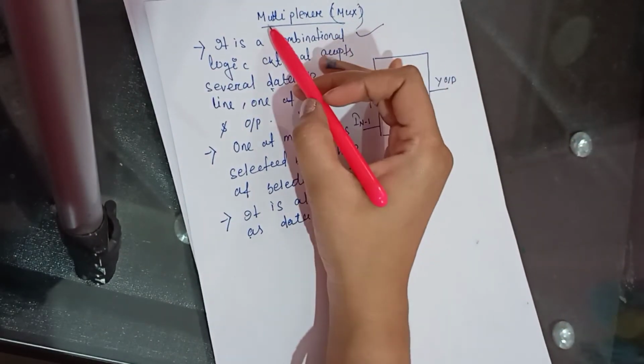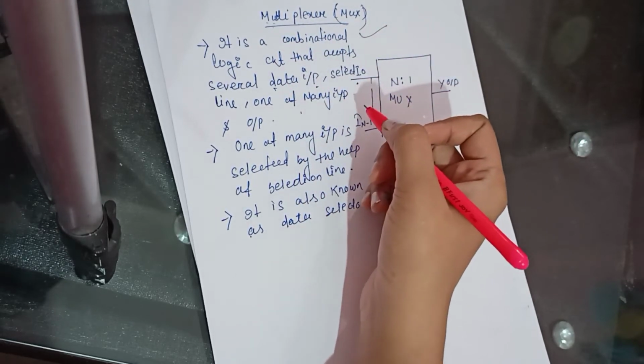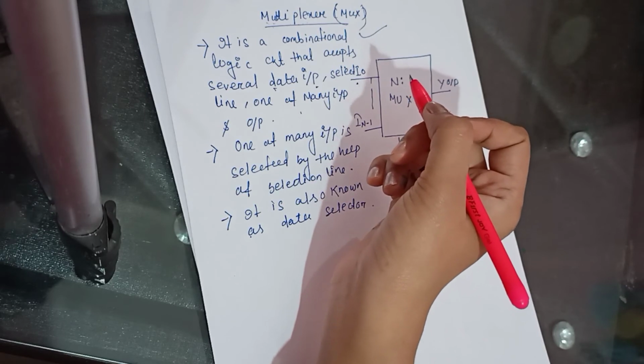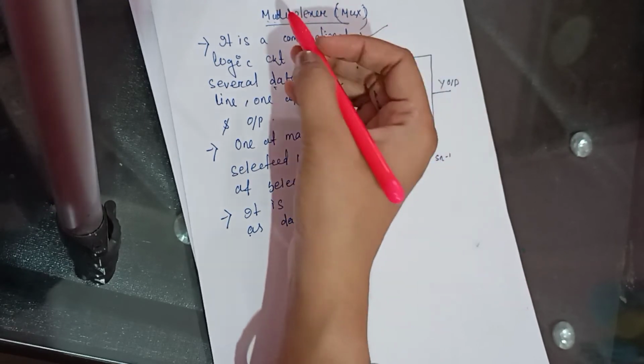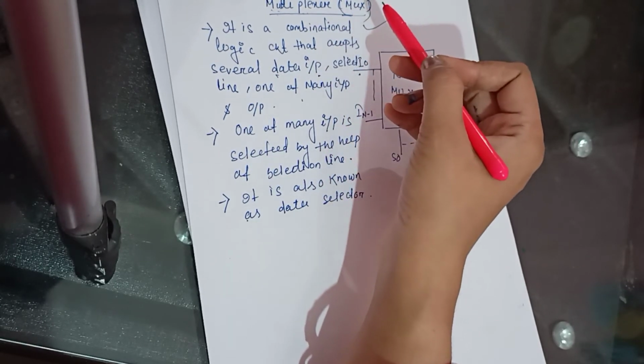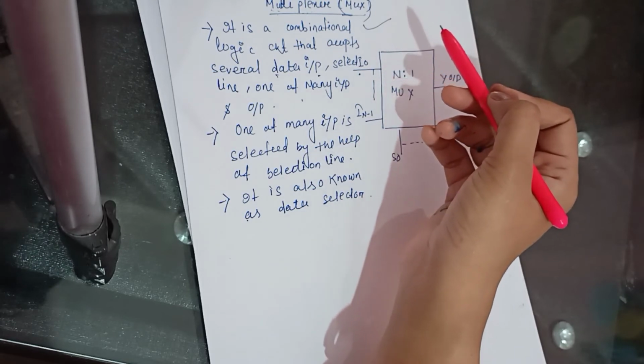In today's class we will discuss the multiplexer. In the previous class we already discussed the adder, half adder, full adder and the subtractor, half subtractor, full subtractor. And in this class we will discuss the multiplexer. What is a multiplexer? In every digital logic circuit, the multiplexer is very important.